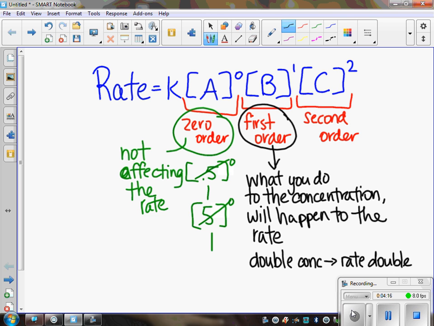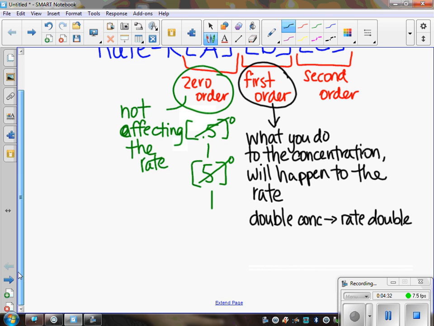So if I had a concentration of B in one equation and I had figured out what its rate was, if I was to double the concentration of B, the rate is going to double what it was originally. If I triple the concentration, remember, what you do to the concentration happens to the rate. So if I triple the concentration, the rate triples. If I quadruple it, it quadruples. If I multiply times 10, it goes times 10.